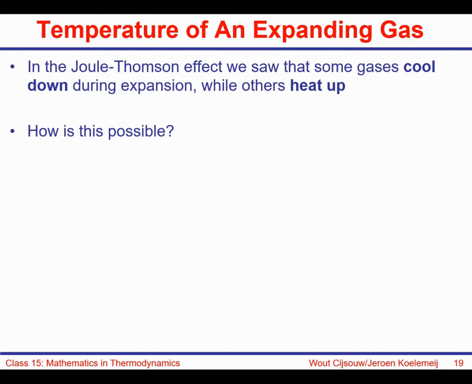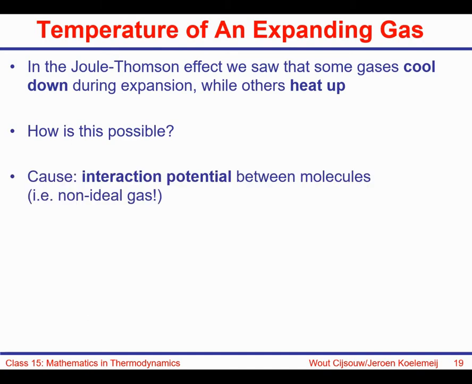Now, in the Joule-Thomson effect, we saw that some gases will cool down during expansion, while others heat up. Now, how is this possible? Well, there is a reason for it, and it has to do with the interaction between molecules or atoms, the so-called interaction potential. And if we're talking about interactions between atoms or molecules, then we're talking almost by definition about a non-ideal gas, because for an ideal gas, we assume that there are no interactions between them.